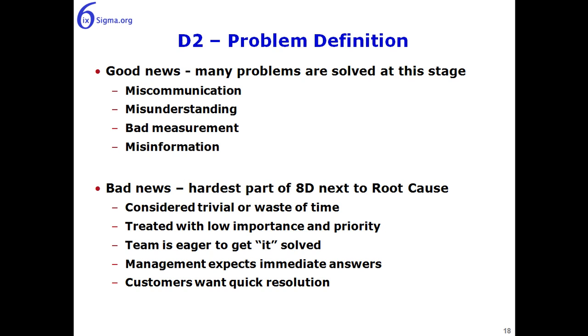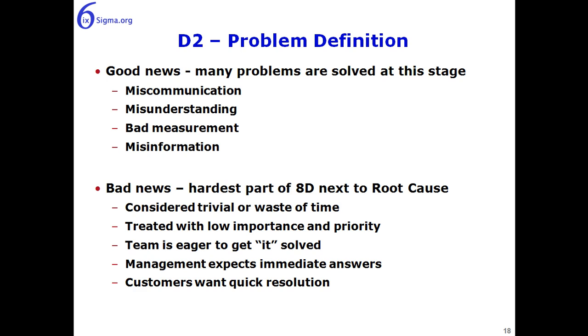On to D2, which is problem definition. Well, there's good news and bad news in D2. The good news is, a lot of problems are solved here because we have miscommunication, we think there's a problem and there really isn't, or some sort of misunderstanding or bad measurement, misinformation, misuse of a part, this sort of thing. The bad news is, though, defining the problem is one of the hardest things we'll do in 8D, and it's really the hardest thing next to finding root cause.